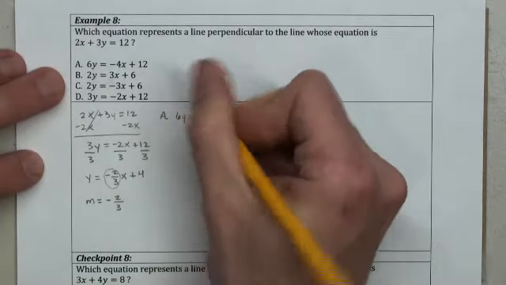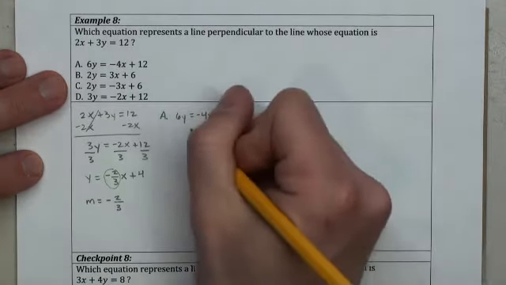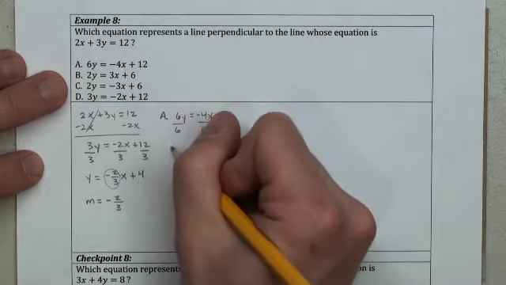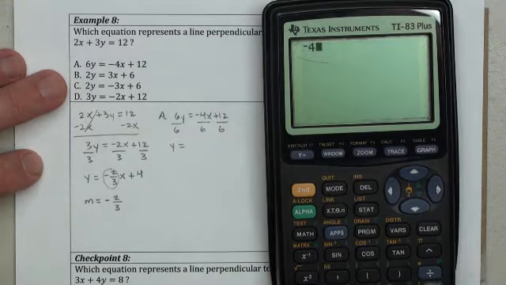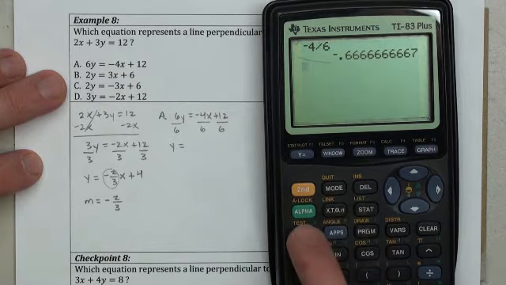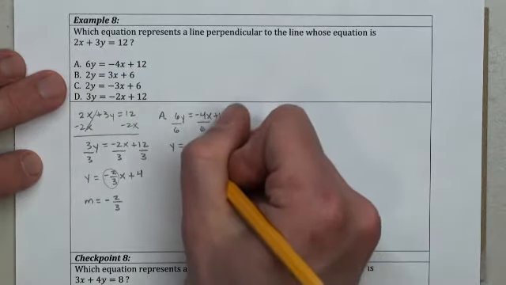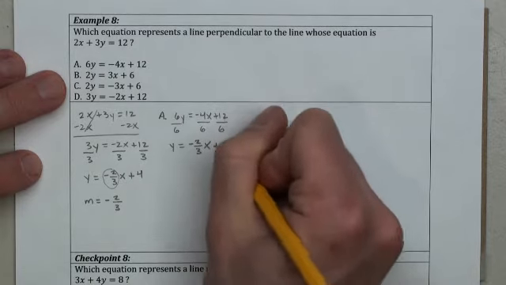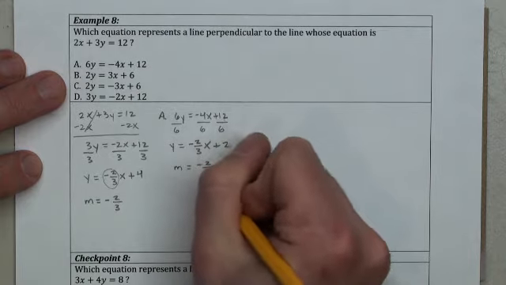It's 6y equals negative 4x plus 12. All I have to do is divide everything by 6, and I get y equals, now let's do negative 4 divided by 6. I want that to be a fraction in simplest form, so math, enter, enter, negative 2/3. Negative 2/3 x plus 12 divided by 6 is 2. So here my m is negative 2/3.